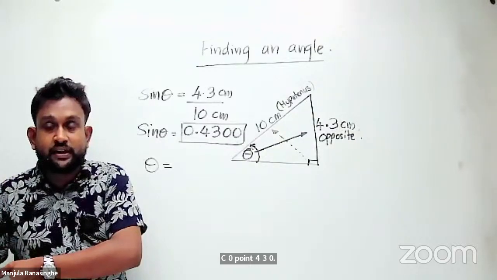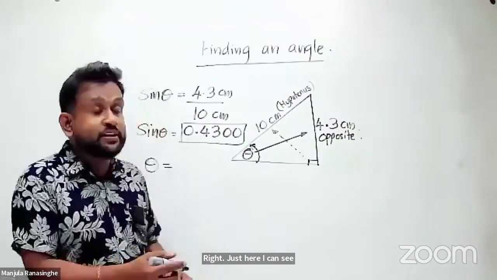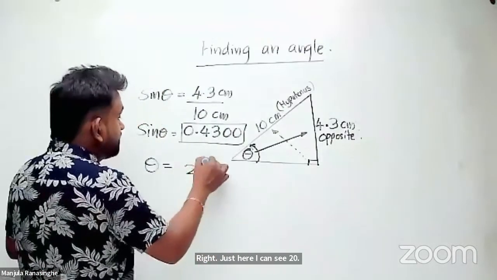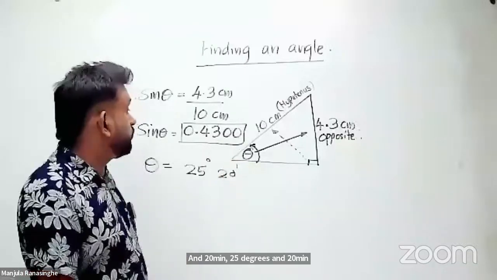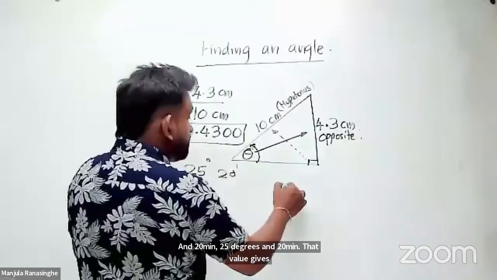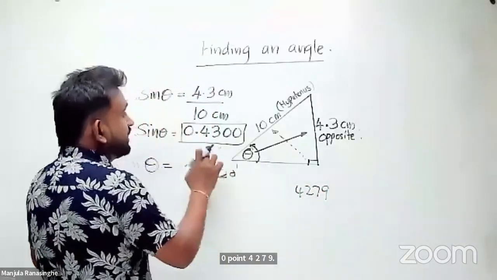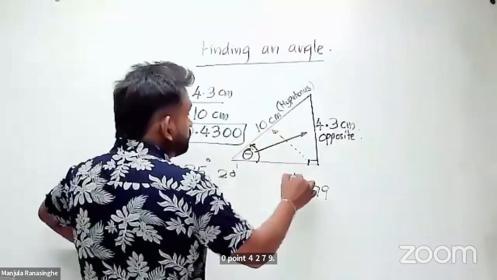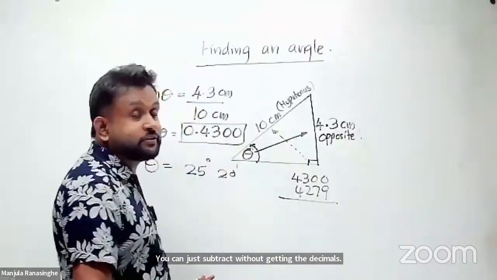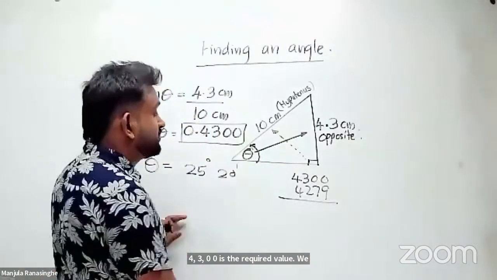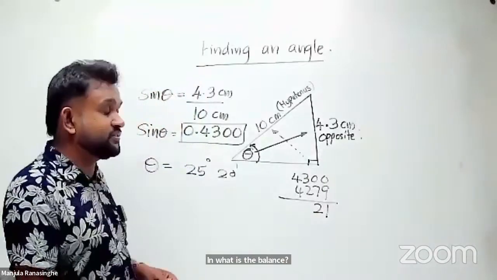Right. Just here I can see 25 degrees and 20 minutes. That value gives you 0.4279. You can just subtract, without forgetting the decimals. 0.4300 is the required value, but we have 0.4279. Then what is the balance? 21 is the balance.